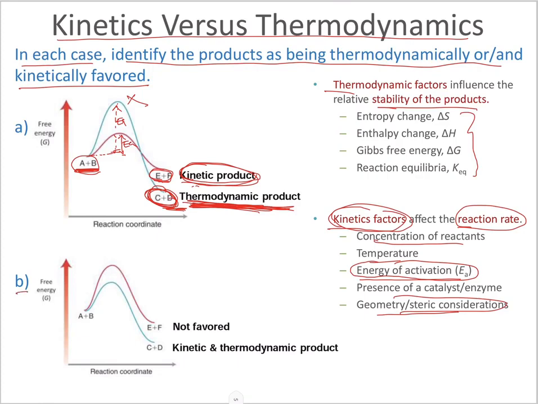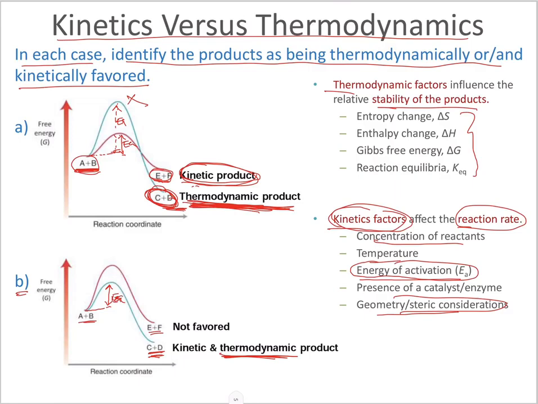Let us go to part B, where we have A plus B to give us E plus F, and then C plus D. Let's find out which one is thermodynamically favored and which one is kinetically favored. So by looking at the product, C and D is of the lowest energy, so that's going to be the thermodynamic product. Then let us look at the activation energy for each of them.